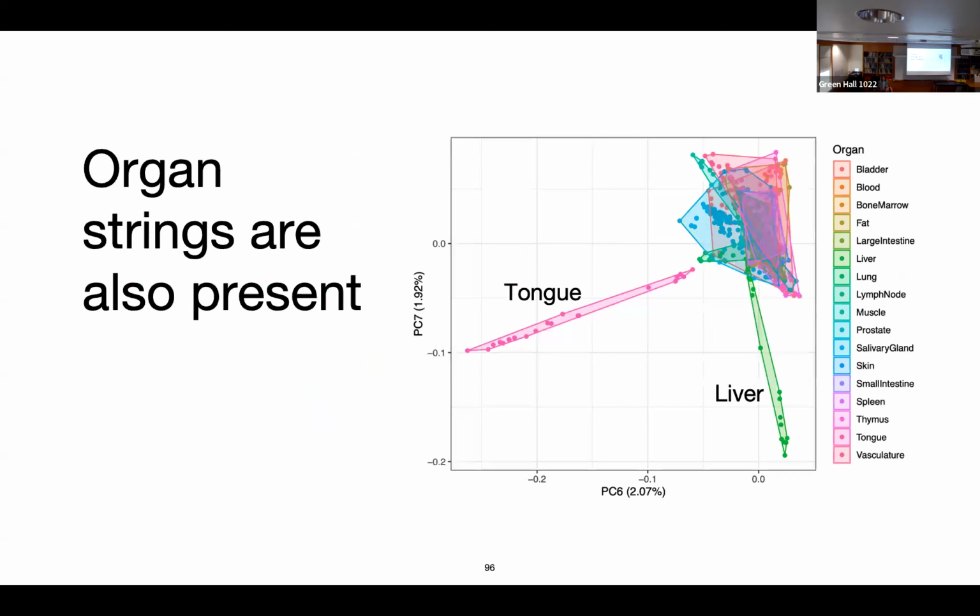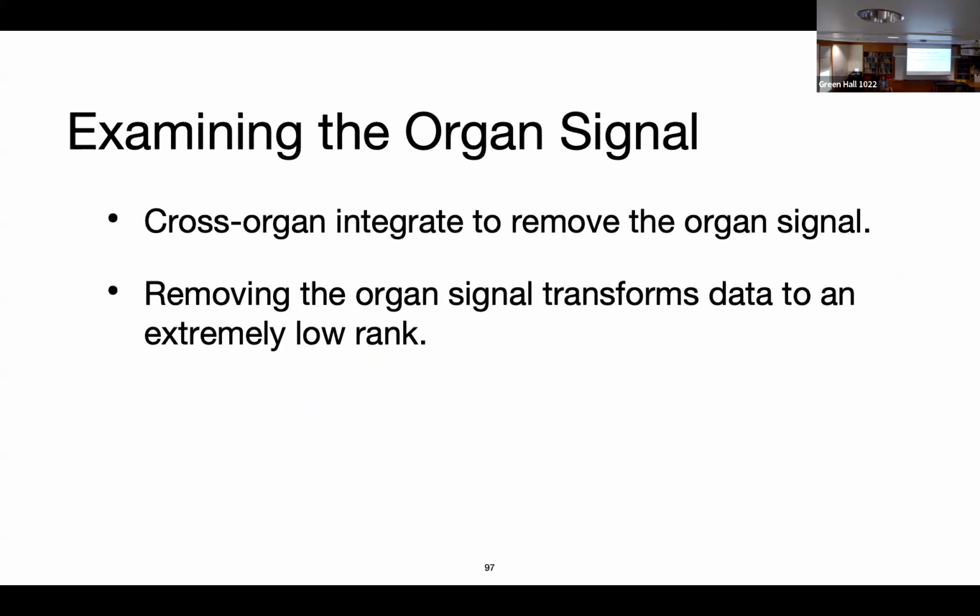But I also found some organ signals, which are strings of multiple cell types that came from the same organ. So liver and tongue cells are an example. In this PC plot, the cells are colored by organ. So could the organ signal in early PCs contribute towards muddying the cell type signal, making it harder to make a cell phylogeny? Okay, so how do we study organ variants?